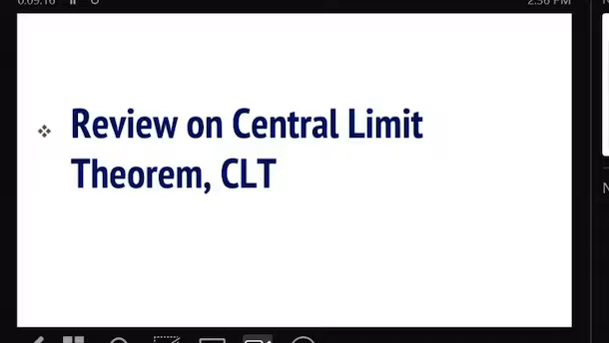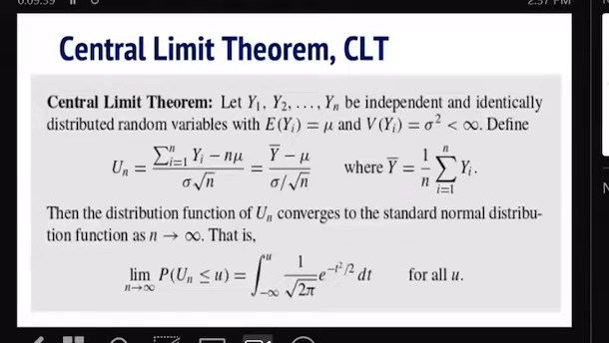In fact, the central limit theorem is a justification of the law of large numbers. I'm going to say that again. The central limit theorem gives us further illustration of the law of large numbers, and of course it is the bedrock of any statistical analysis.